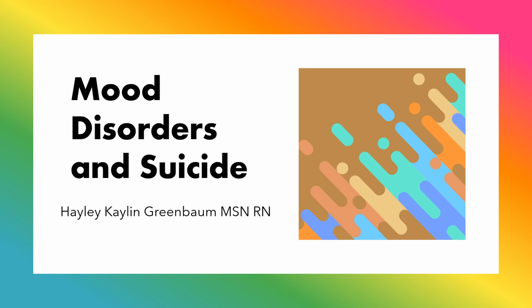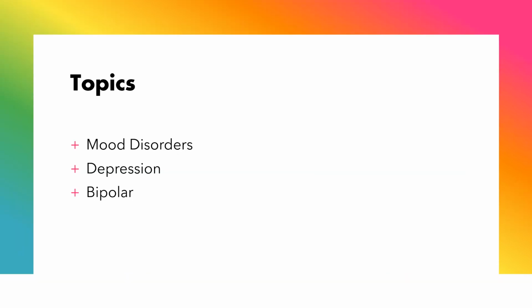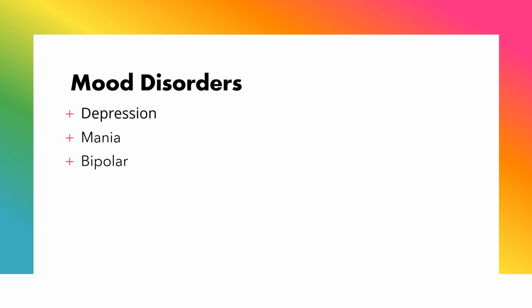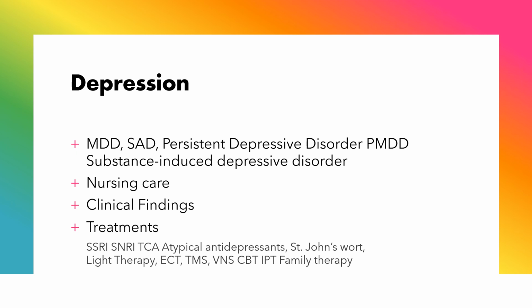All right, so this is going to talk about mood disorders, which includes depression and bipolar, and also suicide and suicidality. So the big things that we're going to talk about with mood disorders are going to be depression, some mania that goes along with bipolar, and suicidality.